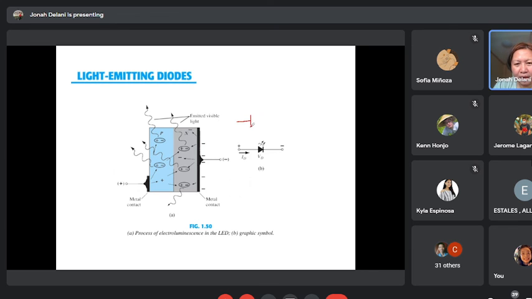The symbol of a light-emitting diode is a diode with an arrow. You will know that it gives off light because it has an arrow pointing outward. If we look at an electronic diagram, of course we know that it is a diode. If there is an arrow pointing outward, it's a light-emitting diode. Sometimes in the diagram it is drawn as lighting up.